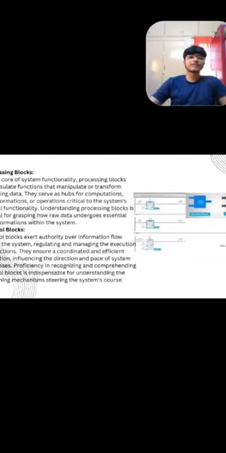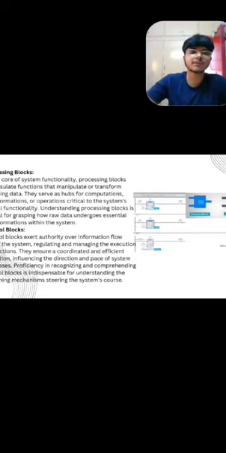Processing blocks. At the core of system functionality, processing blocks encapsulate functions that manipulate or transform incoming data. They serve as hubs for computation, transformation, or operation critical to the system's overall functionality. Control blocks exert authority over information within the system, regulating and managing the execution of functions.